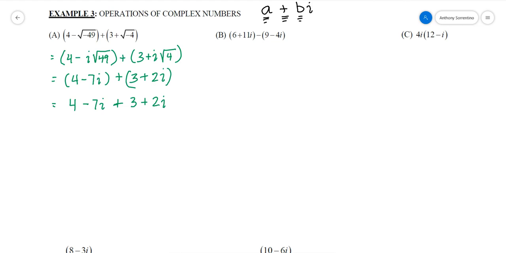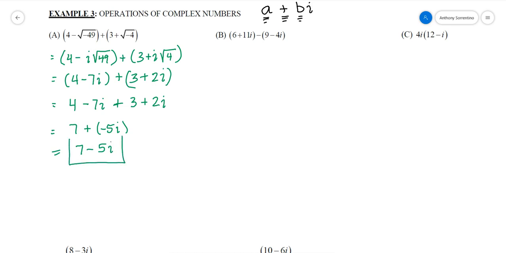Like terms in this case would be your real parts. The real numbers are like terms because they're real numbers. So the 4 plus 3 becomes a 7. The imaginary parts are their own like terms. So a negative 7i plus a 2i is going to give me a negative 5i. So it's like adding a negative 5i, which I'd write even more simplified as 7 minus 5i.